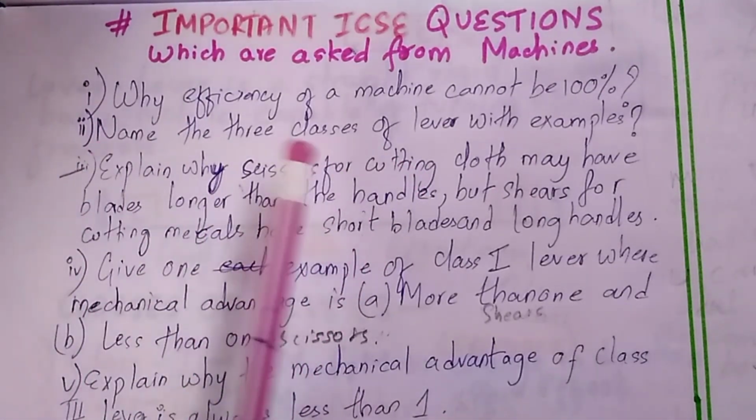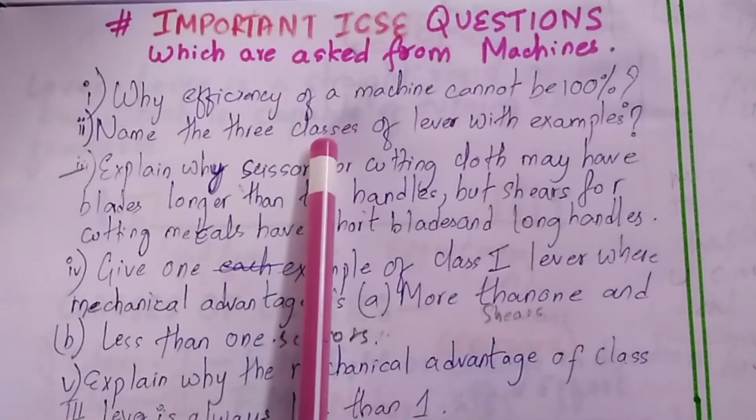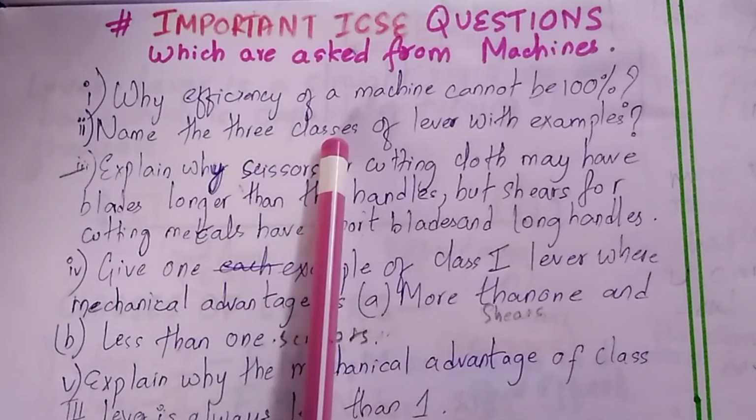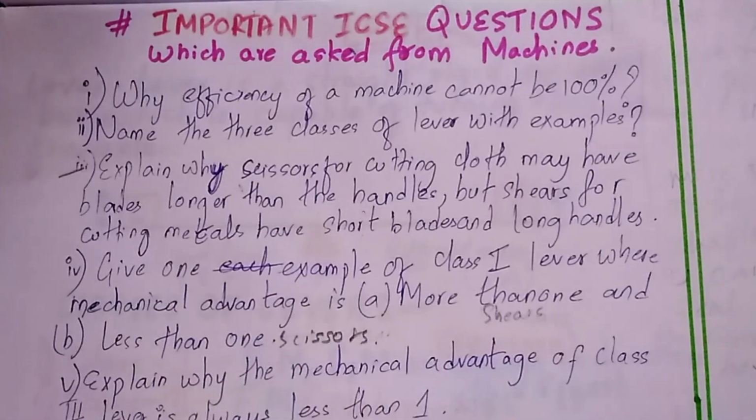Number 2, name the 3 classes of lever with examples. So the 3 classes of lever are class 1 lever, class 2 lever, and class 3 lever. Example of class 1 lever is scissors. Example of class 2 lever is nutcracker, and example of class 3 lever is your sugar tongs.